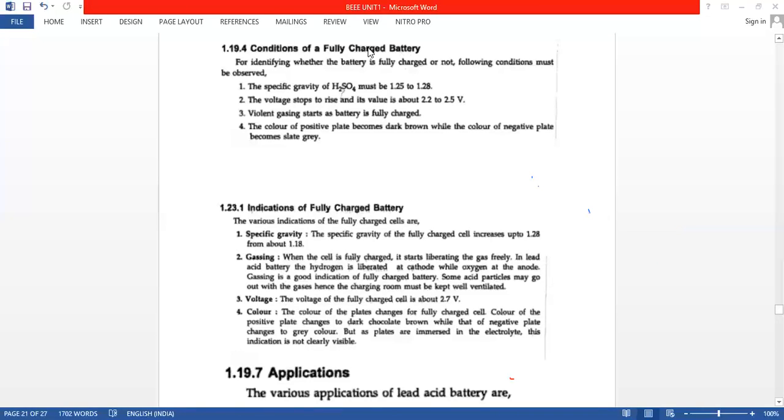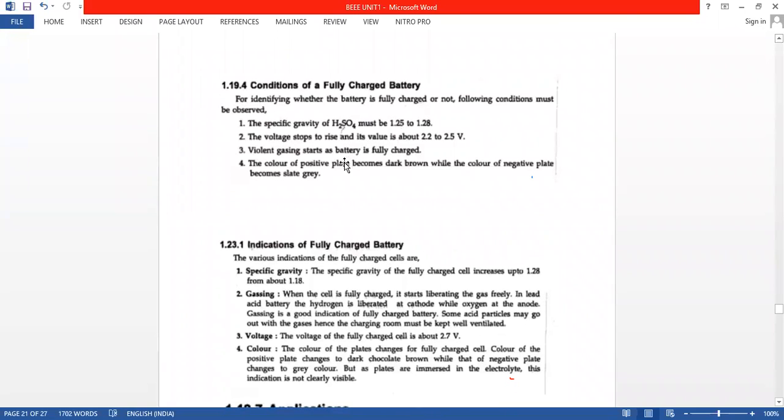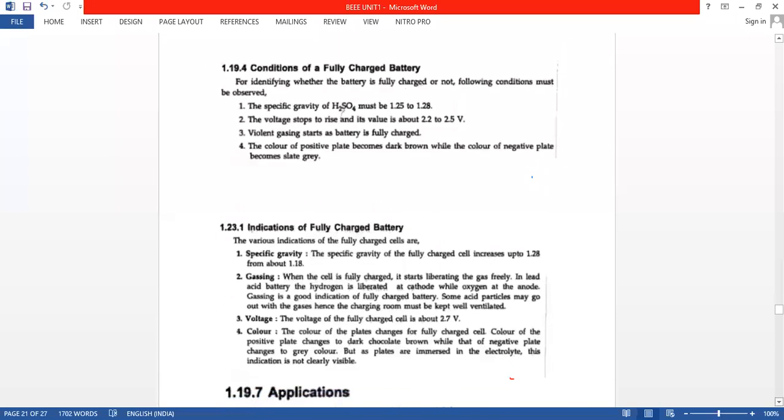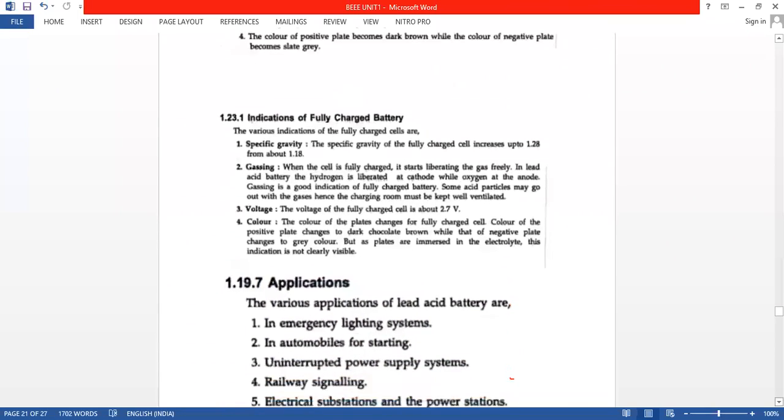So, conditions of a fully charged battery. When a battery is fully charged, how will it be? The same answer in simple terms. The specific gravity of the liquid increases, and it will go from 1.25 to 1.28. Voltage rises. So the same lines in a different explanation, you can write this one. This is a simple theory. What are the conditions? Now we will see the applications.